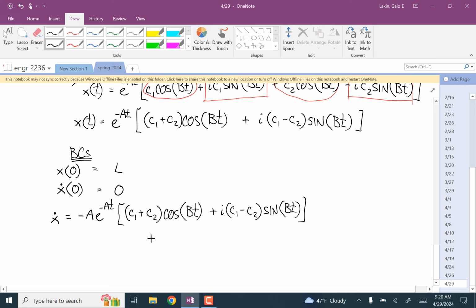Plus, I'm just continuing that line down here: e to the negative at times negative c1 plus c2 times b times sine of bt, plus i times c1 minus c2 times cosine of bt.